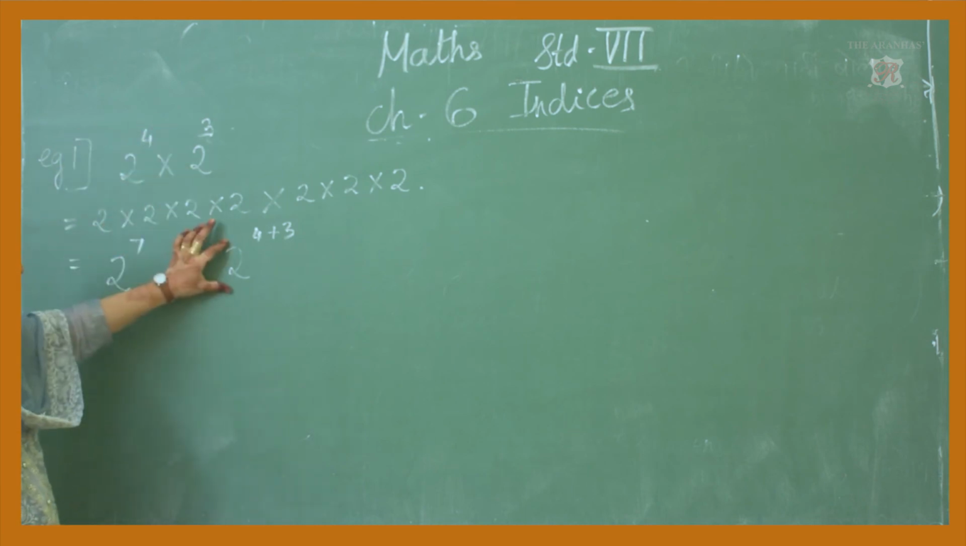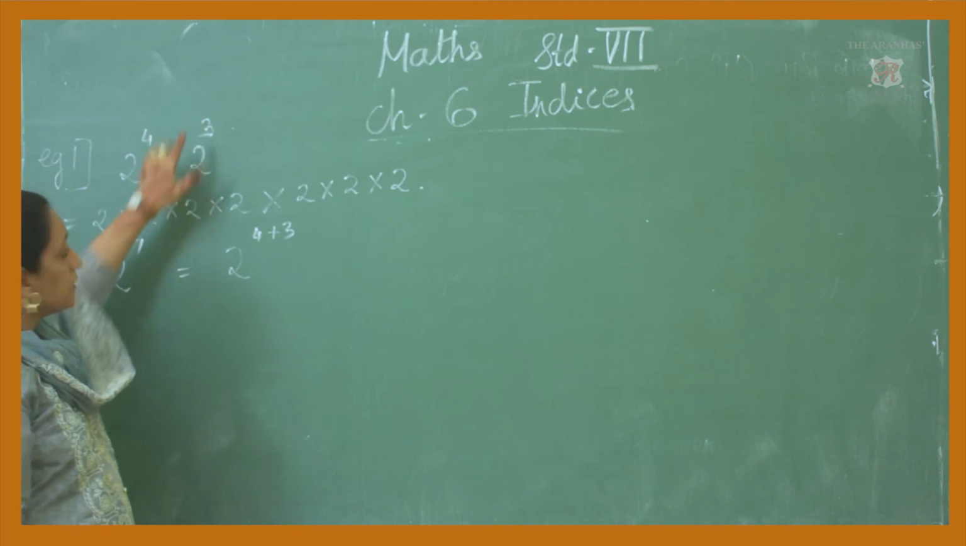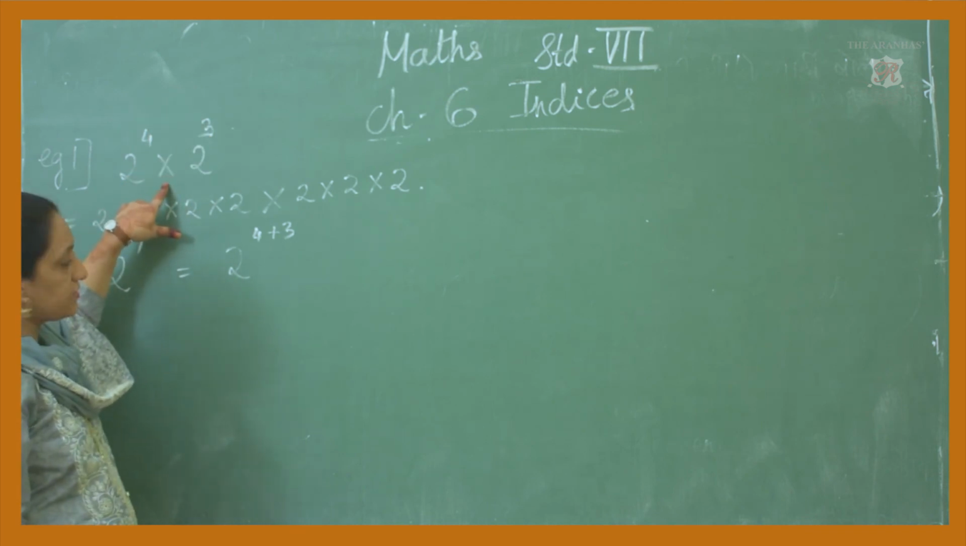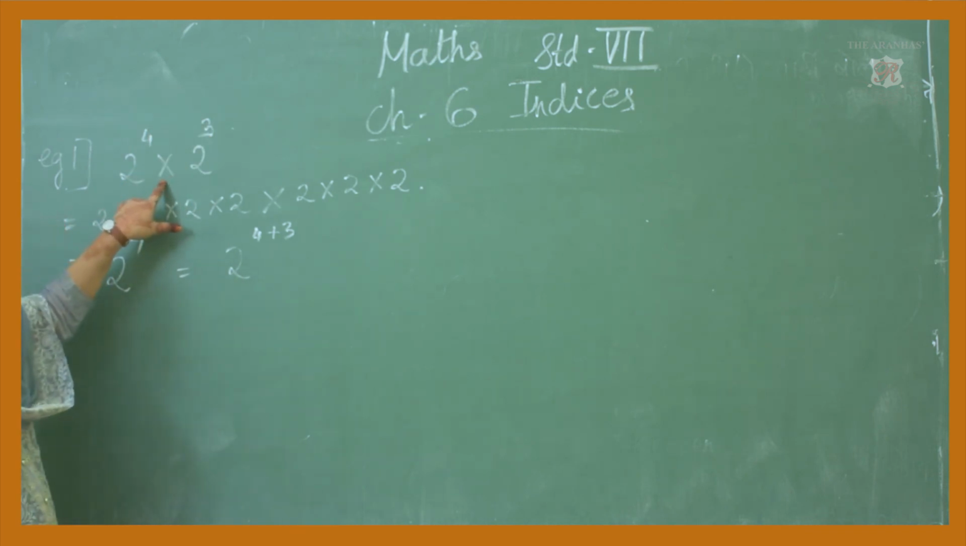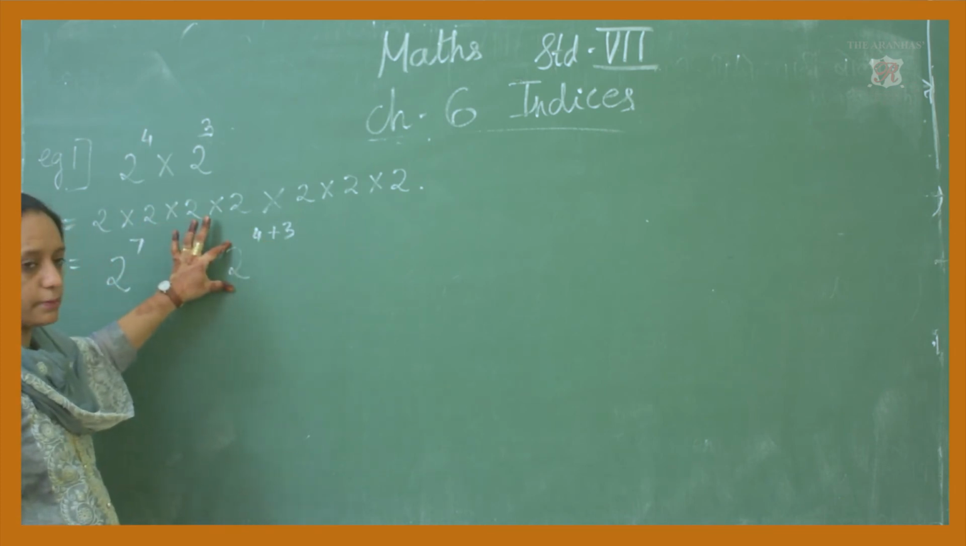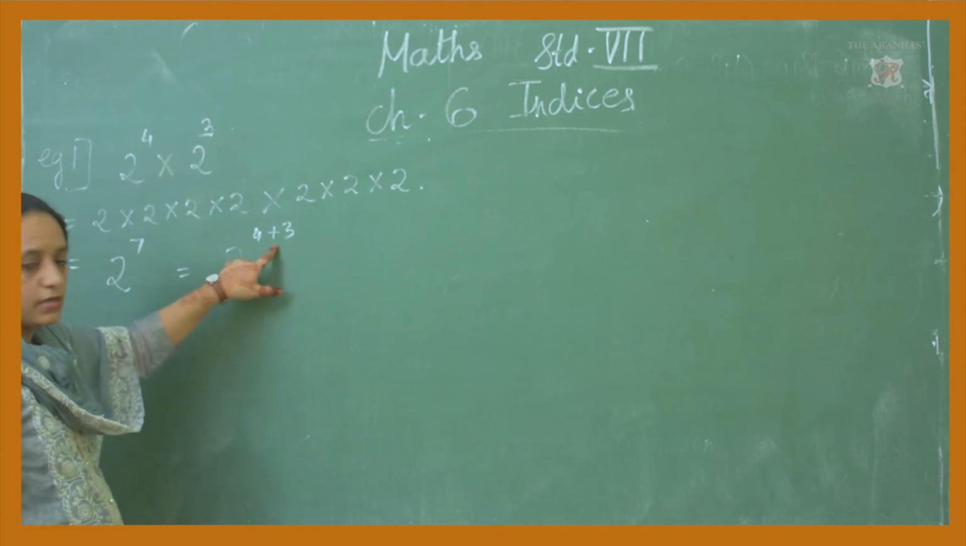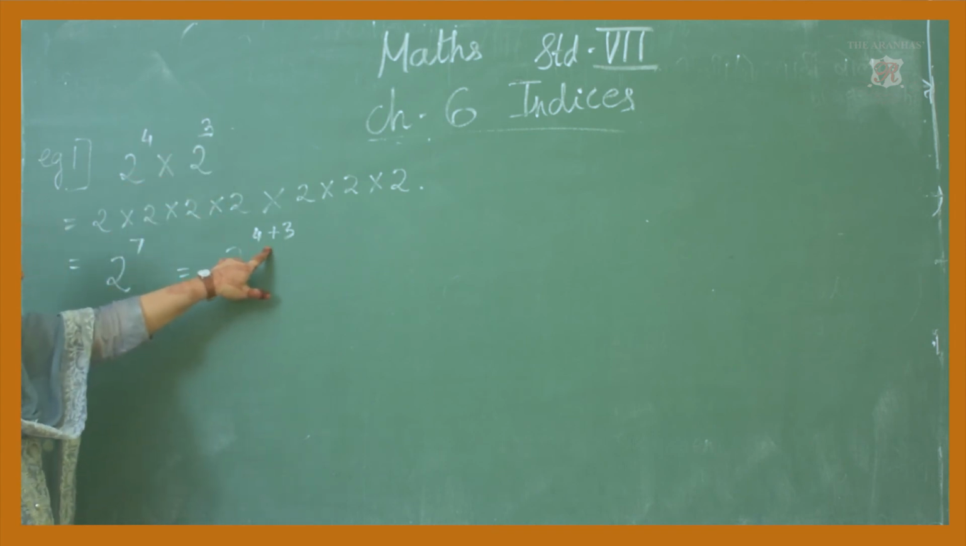2 and 2 is common, so take 1 time 2. 4 and 3 are the index. And in the middle there is a multiplication sign. So when there is a multiplication sign in the middle, you have to add the index. So it will be 2 as the common base, and this 4 and 3, because of this multiplication sign, will be added in the index place.